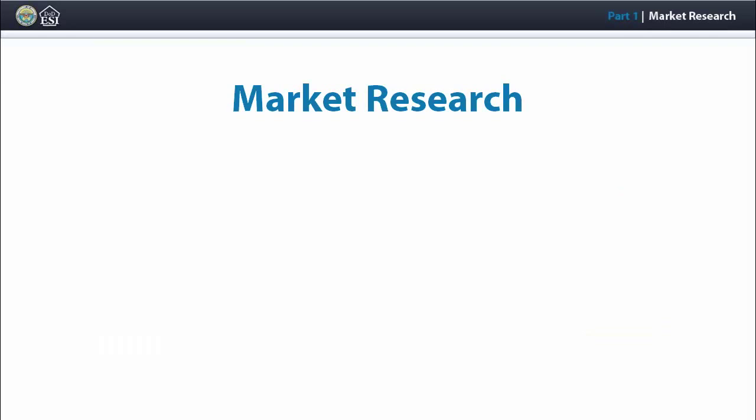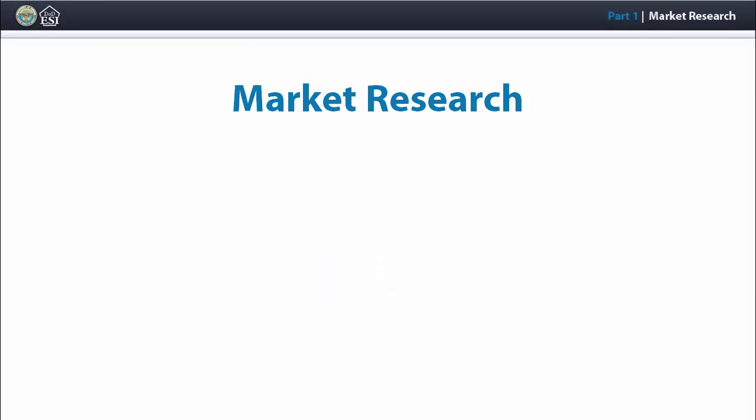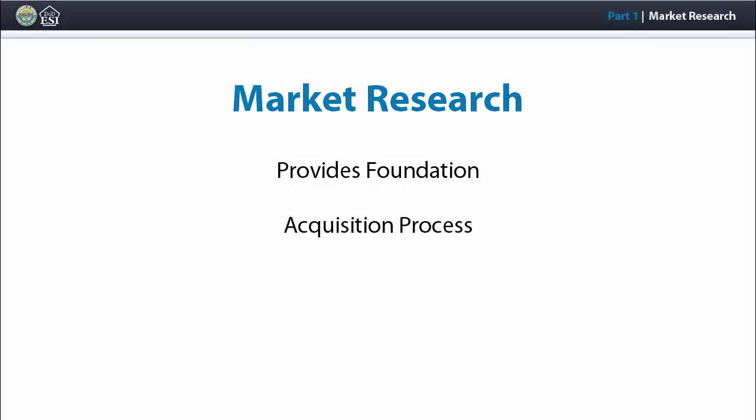Let's start by defining market research. According to FAR Part 2, market research is the collection and analysis of information about capabilities within the market to satisfy agency needs. Market research is critical because it provides the foundation for all the decisions that will be made throughout the acquisition process. It can be considered the business intelligence for the acquisition team. It tells you the commercial marketplace's ability to meet your needs.